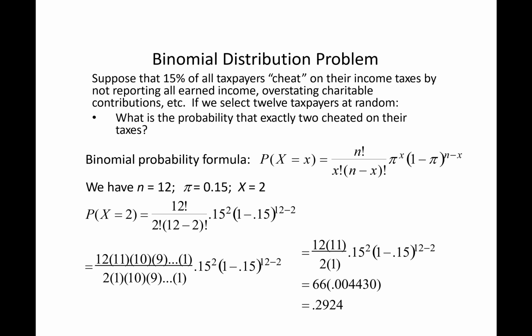So that's 66 times 0.004430, or 29.24%. Which means that there's about a 29% chance that 2 out of 12 people cheated on their taxes.